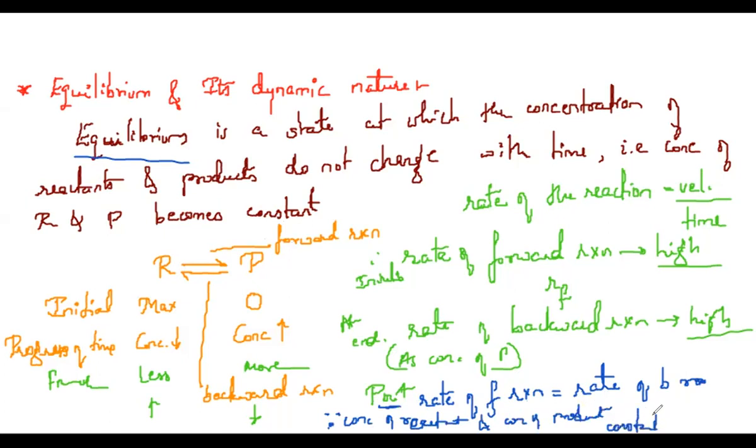It is not equal, students. It remains constant. So that is called equilibrium. Equilibrium is a state at which the concentration of the reactants and products does not change with time. That is, the concentration of reactants and products becomes constant. If you want to show the same in the form of a graph, you can show it like this.